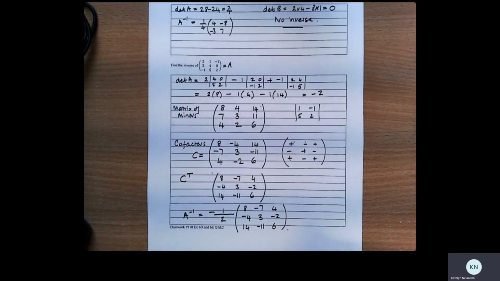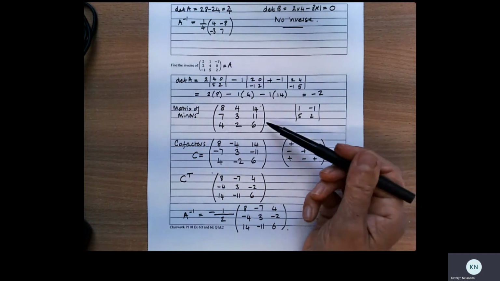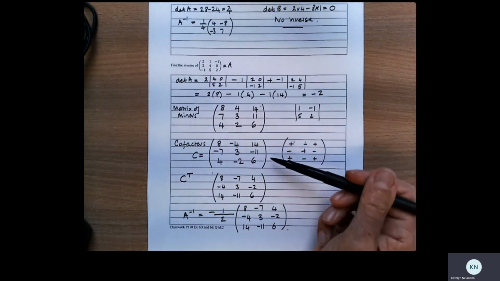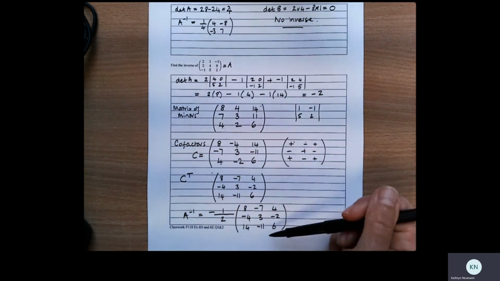So it's important to remember that there are 5 steps. Find the determinant, find the matrix of minors, find the cofactors, which is the alternating signs, find the transpose, and then divide.